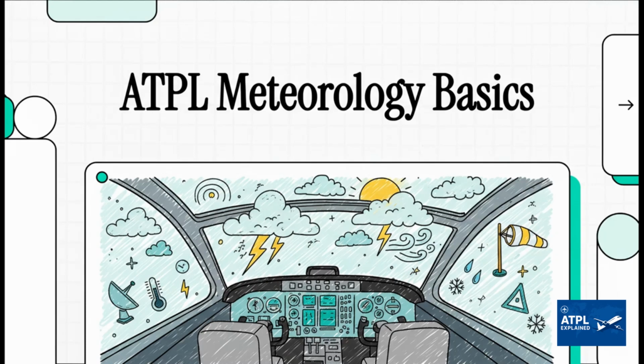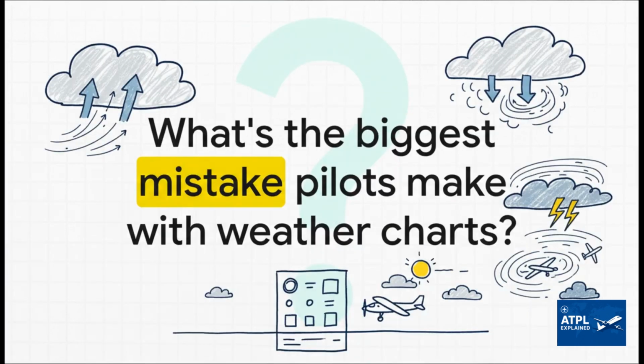If you're wrestling with the ATPL Meteorology exams, then you've come to the right place. We're going to break this all down and help you really master this stuff. It's that they see the symbols on the chart, but they don't really see what the atmosphere is doing. You know, they're not asking the right questions. Is the air rising? Is it sinking? Is it stable or unstable? Getting that right is literally the difference between a smooth flight and a very, very bad day at the office.